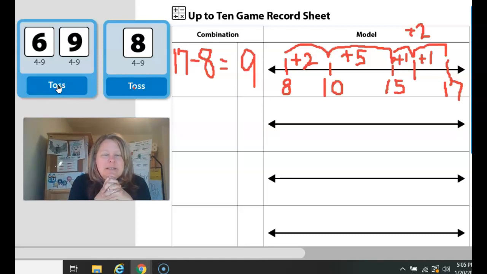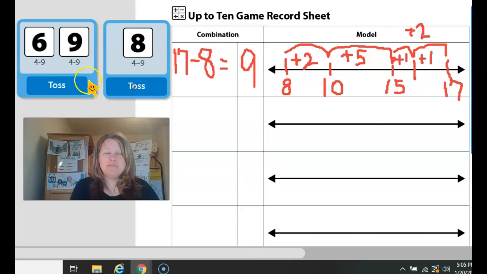That's a tough one. I think what strategy I'm going to use for this is I know that 9 is really close to 10. And 10 plus 6 would be 15. So if I just take 1 away, then 6 plus 9 must be 14.